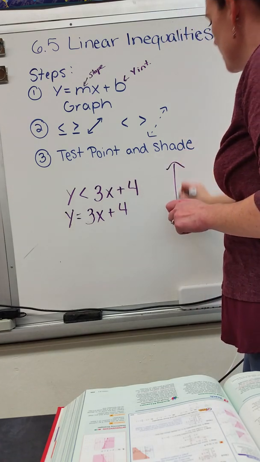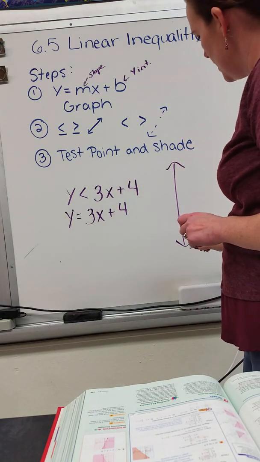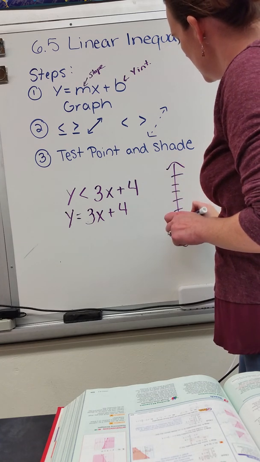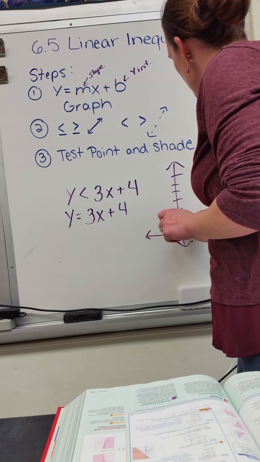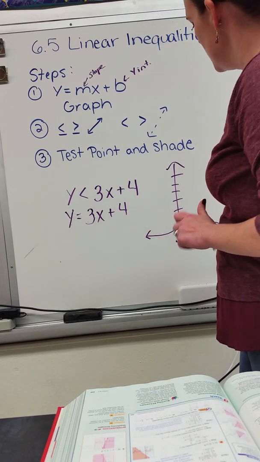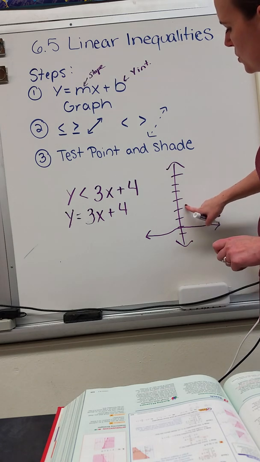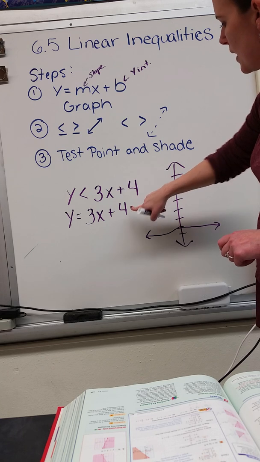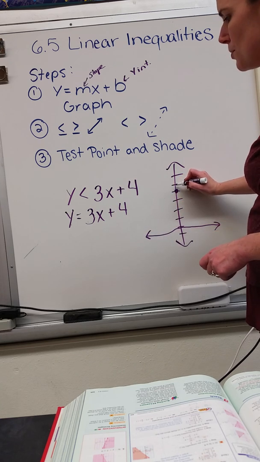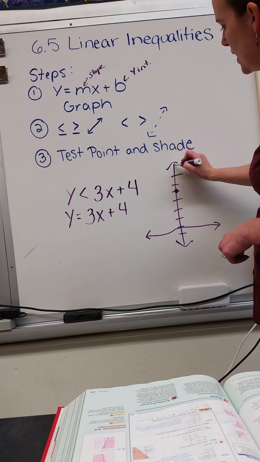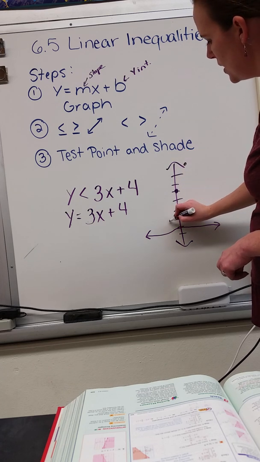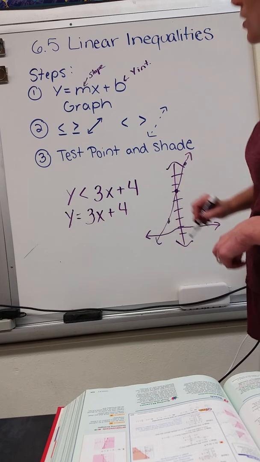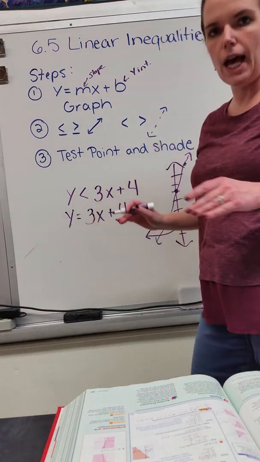So you'll have your coordinate plane, and 1, 2, 3, 4, 5, 6, 7, 8. Let's say this is going to be my x-axis, and so I'm going to cross at 1, 2, 3, 4, because that's my y-intercept, and then my slope is going to be up 3 over 1. So 1, 2, 3 over 1. 1, 2, 3. So this is my line. So you start off just graphing your line.